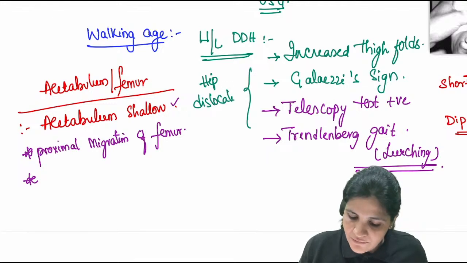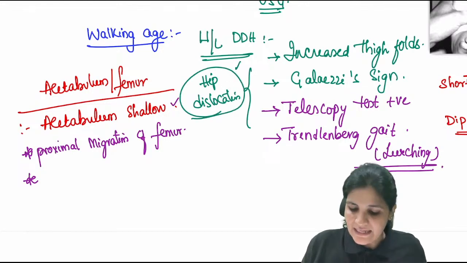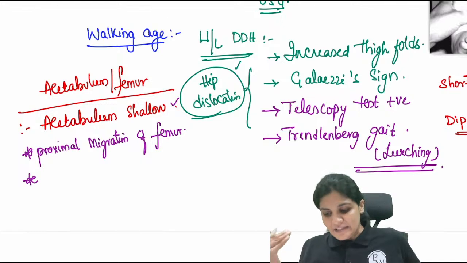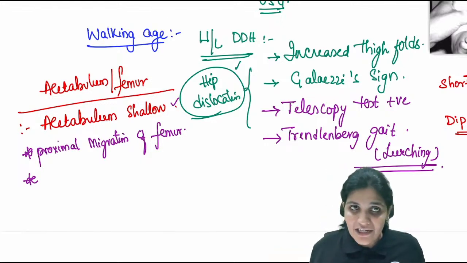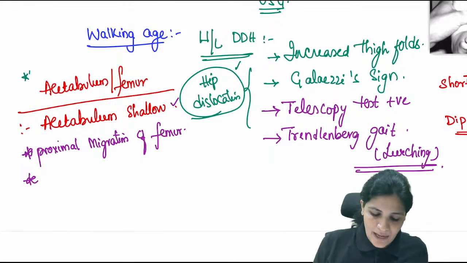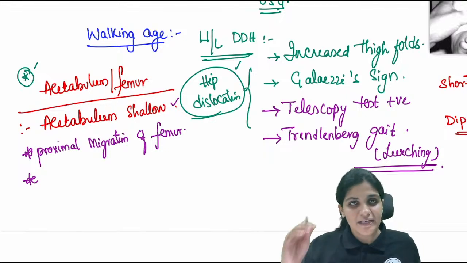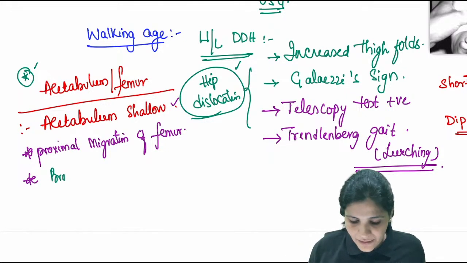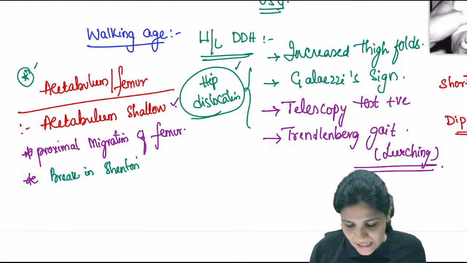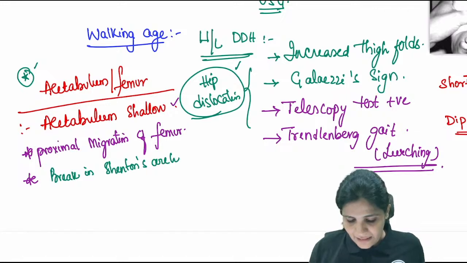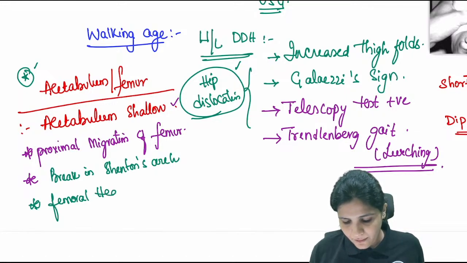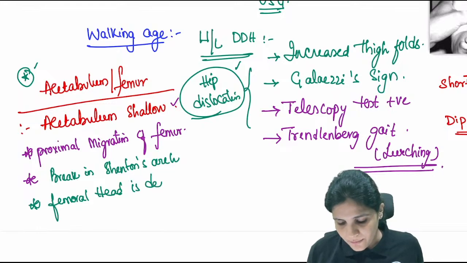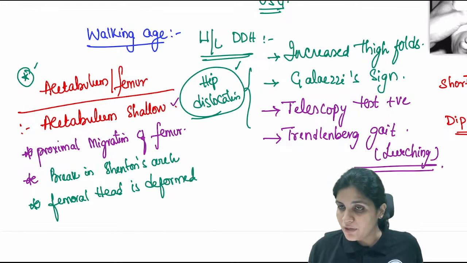And this is outside. From outside you will see all these things such as increased thigh folds, Galeazzi sign, telescopy test, and Trendelenburg gait, that is lurch. And on the inside, what happens is the acetabulum is not developed, it is shallow. Then there will be proximal migration of the femur, then a break in Shenton's line, Shenton's arch, right? And the femoral head will be absent or deformed, you can see.